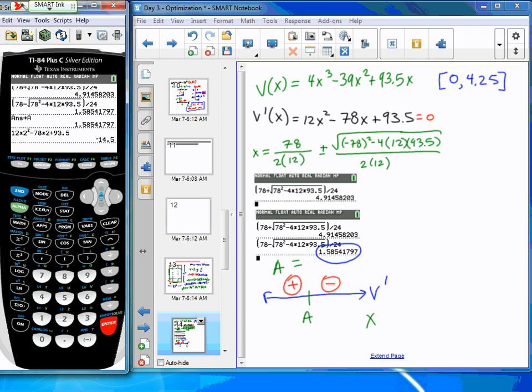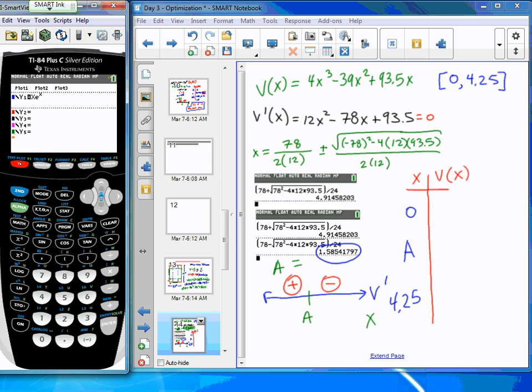So we've got our x, v of x: 0, a, 4.25, and we'll go ahead and evaluate now. And so, again, I'm not going to graph it, but I am going to evaluate it several times. So I'm going to do my original 4x.